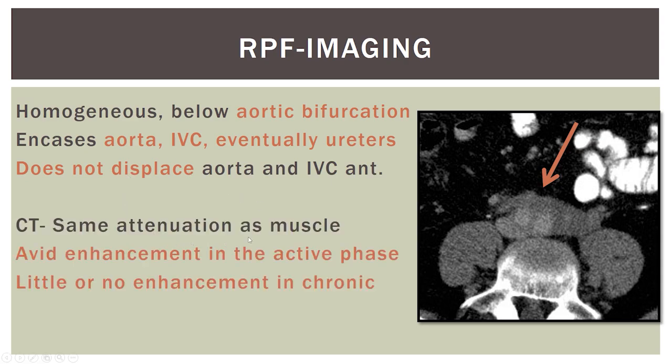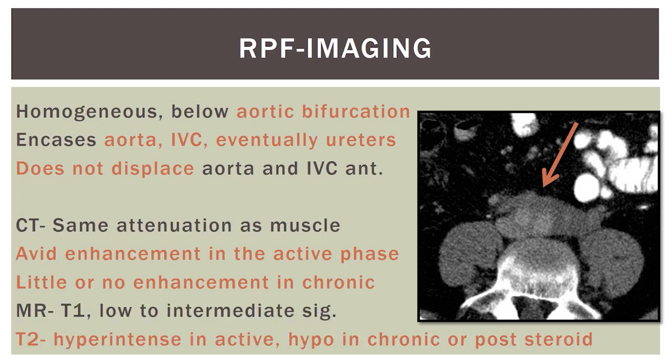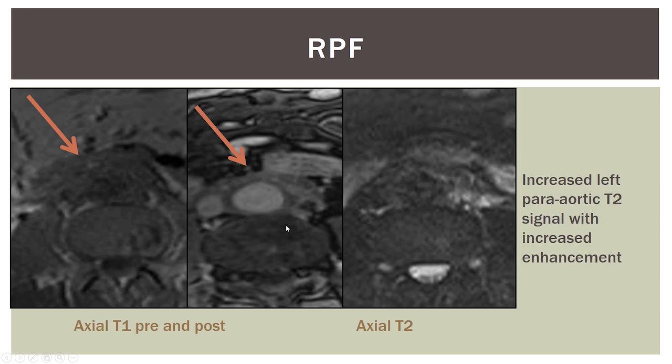On CT, it has the same attenuation as muscle, with avid enhancement in the active phase, and little or no enhancement in the chronic fibrotic stage. On MR, the plaque is low to intermediate signal on T1, hyperintense on T2 in the active phase, and hypointense on T2 in the chronic or post-steroid treatment phase. This is a case of retroperitoneal fibrosis evaluated by MR. You see axial T1 pre and post contrast images.